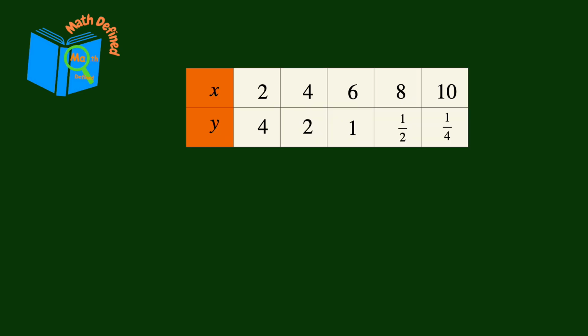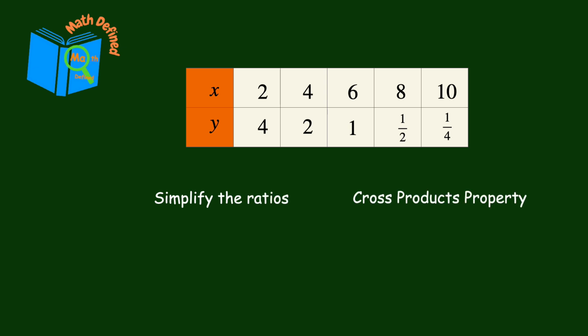So far, we've checked proportionality using two ratios. But what if we have a whole table of ratios like this one? How can we tell if x and y are proportional? We can use our two strategies, simplifying the ratios and cross products. But first, we need to find the ratios in the table. The table is comparing x to y. So the first ratio in the table is 2/4. Let's simplify it by dividing both the numerator and denominator by 2, resulting in 1/2. If x and y are proportional, all the x to y ratios in the table will simplify to 1/2.